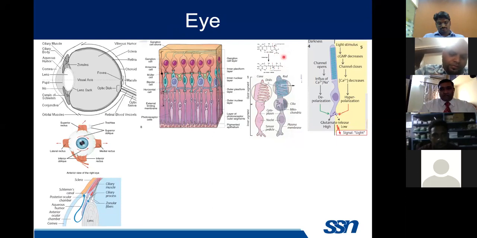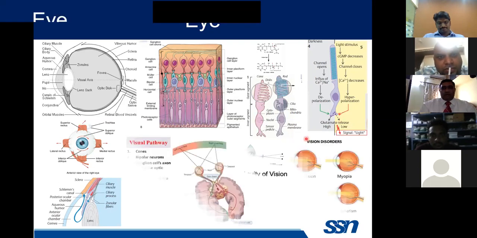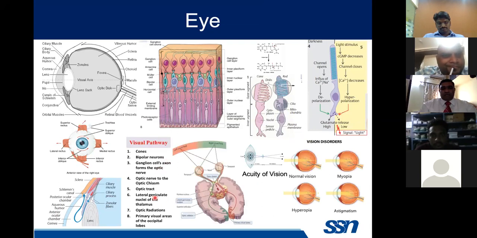Now what happens when light falls? The 11-cis retinal becomes all-trans retinal, and then the glutamate release stops. This is a physiological process which we should know while describing vision. And some other details about vision.